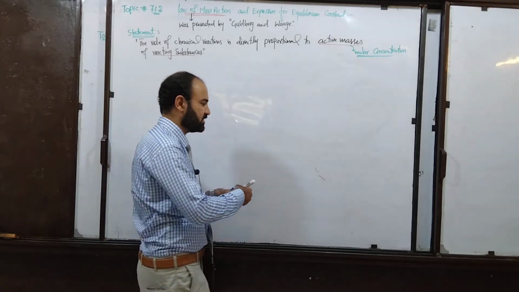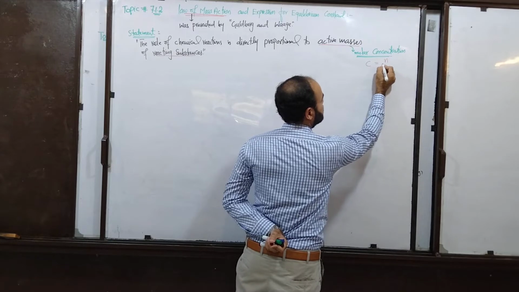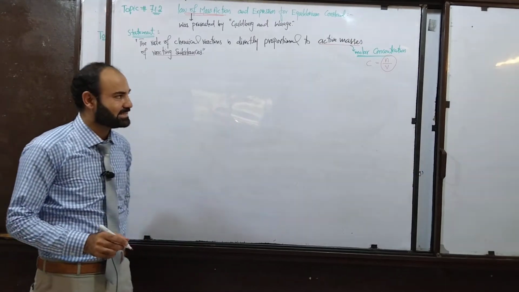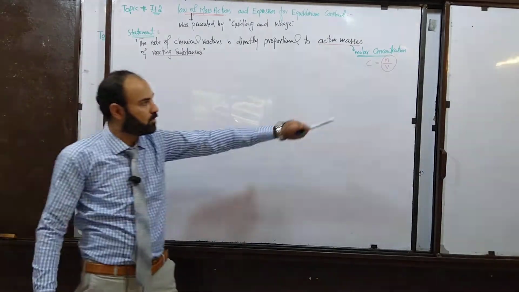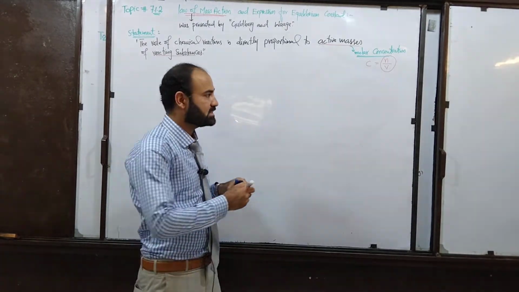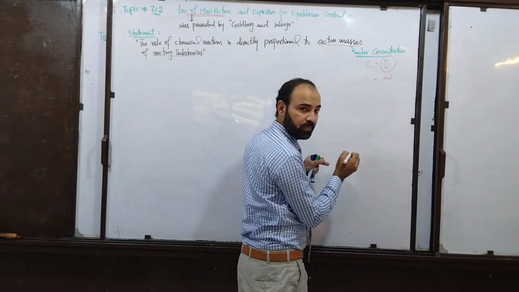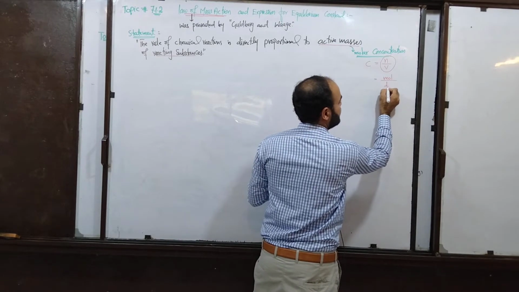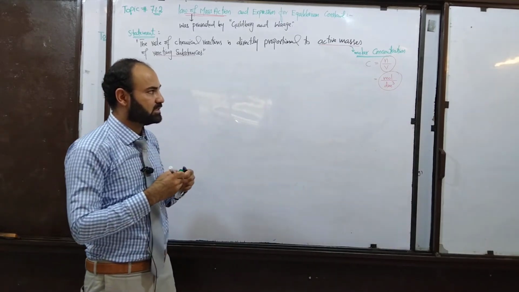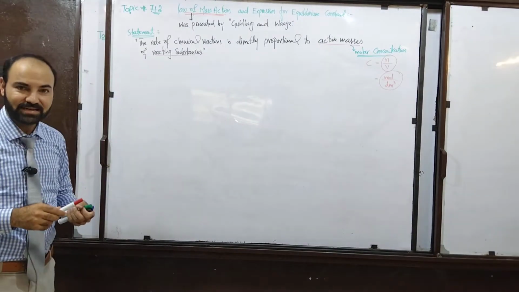What is concentration? Concentration is equal to the number of moles divided by the volume of the substance. What is the unit of concentration? The unit of mole is mole, and volume has a unit of dm cube or meter cube. So for concentration we write the unit as mole per dm cube.